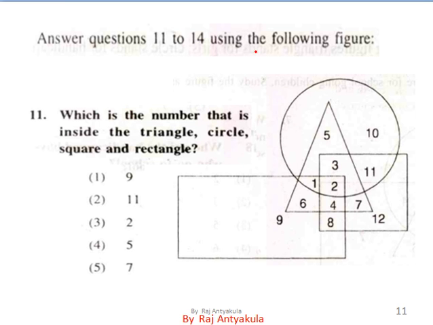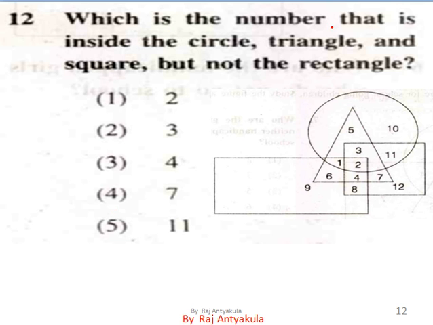Now coming to questions 11 to 14, using the figure, we'll see which is the number that is inside the triangle, circle, square and rectangle. So common for all the things. Which is common for all the things? If you look here, only this part which is in the square, triangle, circle and rectangle. So 2, which is given in option 3.